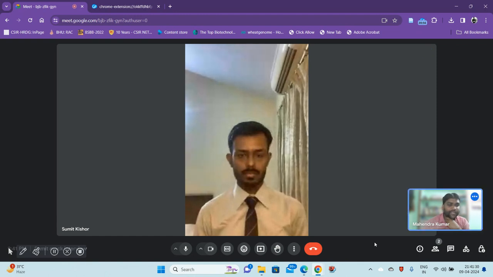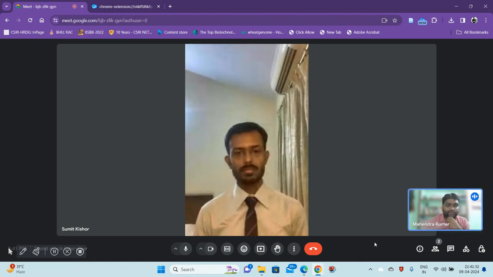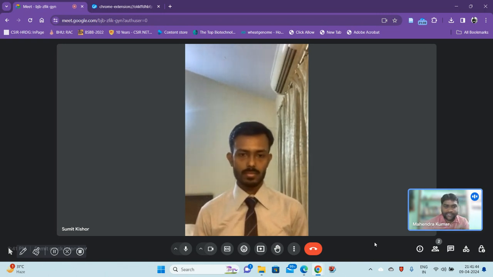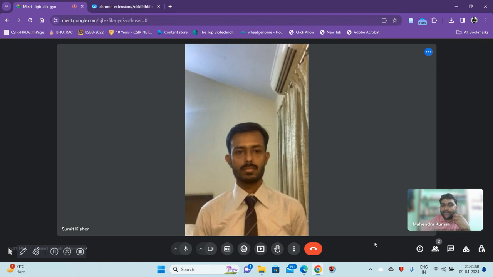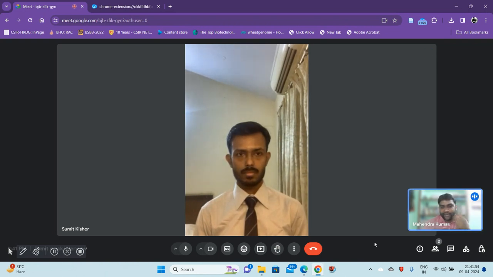Very good. So, suppose you want to take samples from soil, water, and air for the isolation of different bacterial species. You just take the soil sample and the water sample. If you want to isolate some bacterial population from the air, then what will be the procedure? How can you take an air sample?